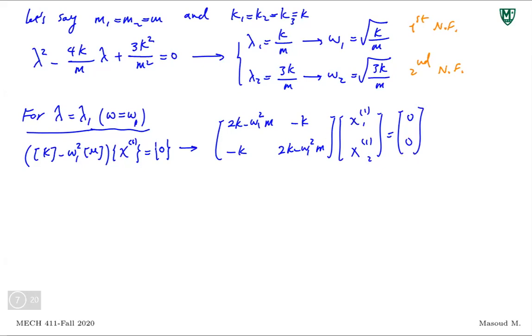All right, so let's do the math there. Let me see if I have the expanded version here. It might make our life a little easier. We have to actually plug it in. Omega 1 is the square root of k over m, so omega 1 squared would be k over m. If you do the multiplication, k over m times m becomes k. 2k minus k is k. So that gives you k.